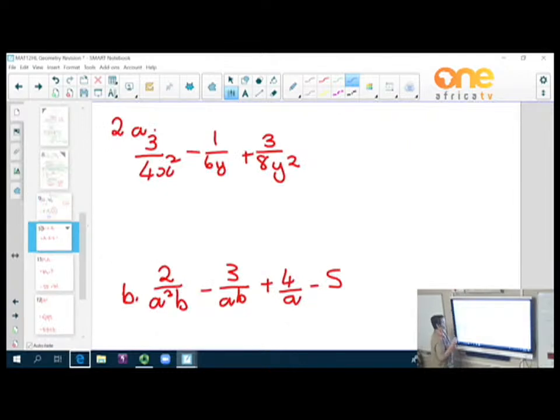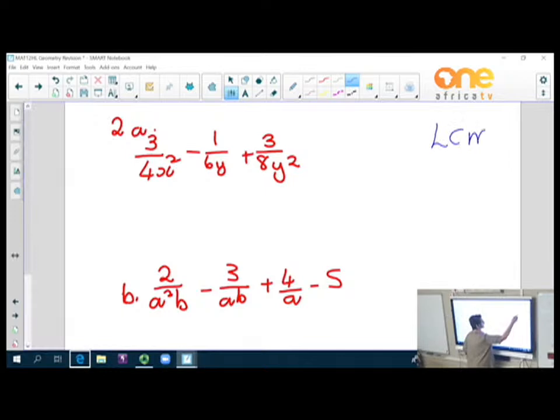Number 2. Now this time it is addition and subtraction, can you see? So now the key word is the LCM. I need to find the lowest common multiple. The lowest common multiple in this case will be, I need a 4 and a 6 and an 8, something that they can divide into, and that would be 24. Then I need an x squared, and I need y squared. I don't need another y, because it's the lowest common multiple.